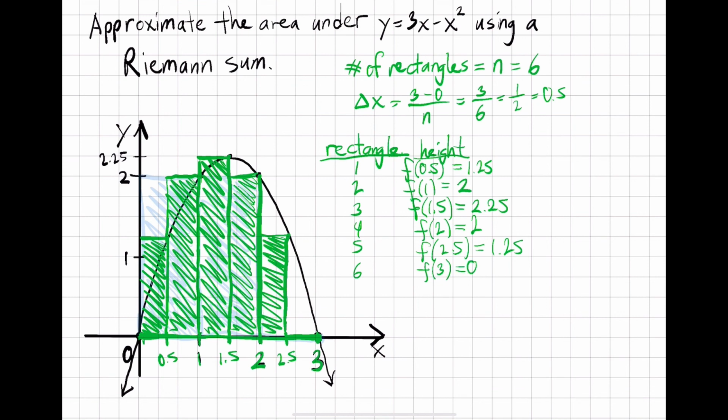So this is really important. The height of each rectangle is just the y value that corresponds to the corresponding x value for that rectangle. It's what you get by plugging the x value into the function. Okay, what's the width of each rectangle? Well, the width of each rectangle is always the same. It's going to be our delta x, which is 0.5.